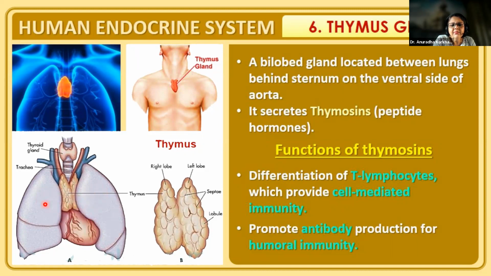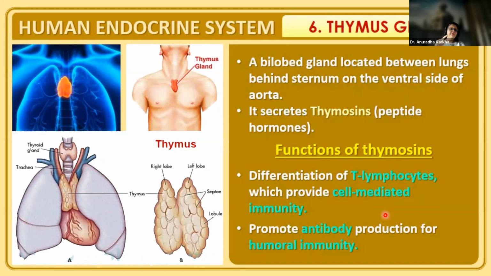These are lungs, right? This is the right lobe. This is the left lobe. These are called septae. These are the lobules. And this is going to be the thymus gland, which will secrete thymosin. Okay. What is the role of thymosins? It differentiates T lymphocytes, which provide cell-mediated immunity.